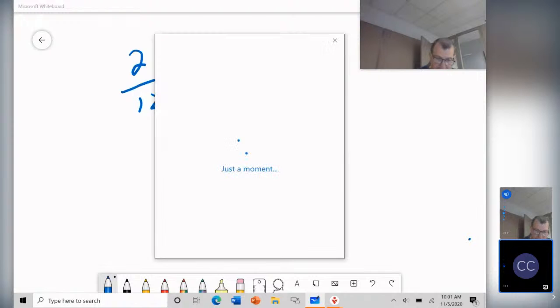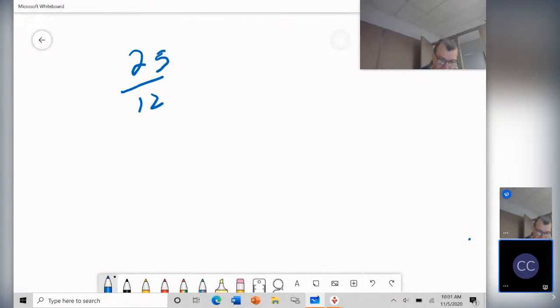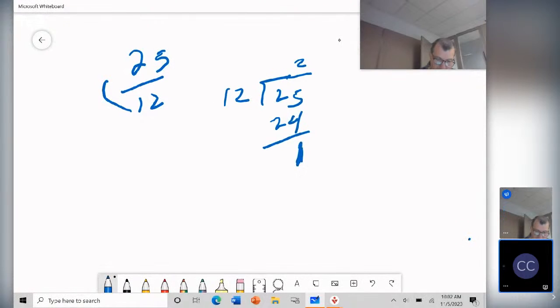And what we're going to do is you divide the denominator, the bottom number, into the top. And we know 12 goes into 25 two times. 2 times 12 is 24. And the remainder is going to be 1. And that remainder always goes over the denominator. So this would be 2 and 1/12. Okay.